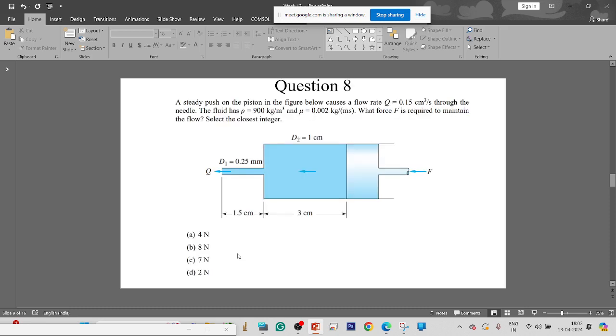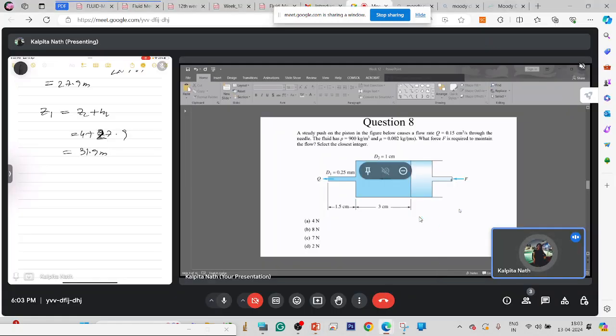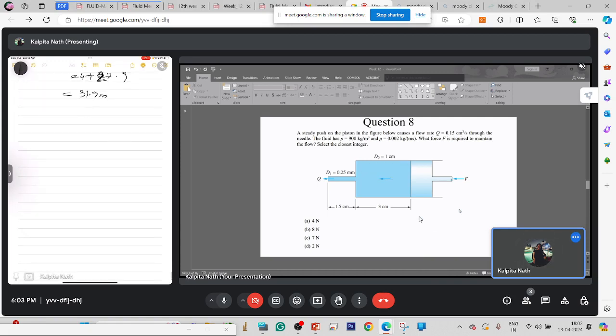Next is this question, where a steady push on the piston in the figure below causes a flow rate of 0.15 centimeter cube per second through a needle. The fluid density and viscosity are given. What is the force required to maintain the flow? We need to select the closest integer. I think it's very easy. The velocity at the exit from the needle is V1 equal to Q upon A. So we need to find the velocity: 0.15 divided by pi by 4 into 0.025 square.